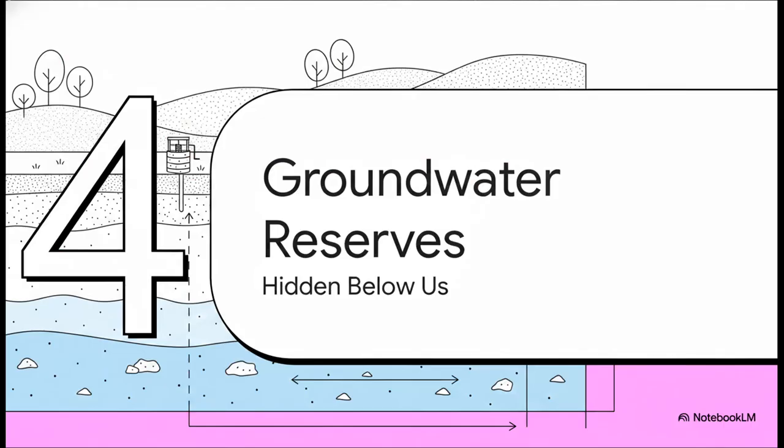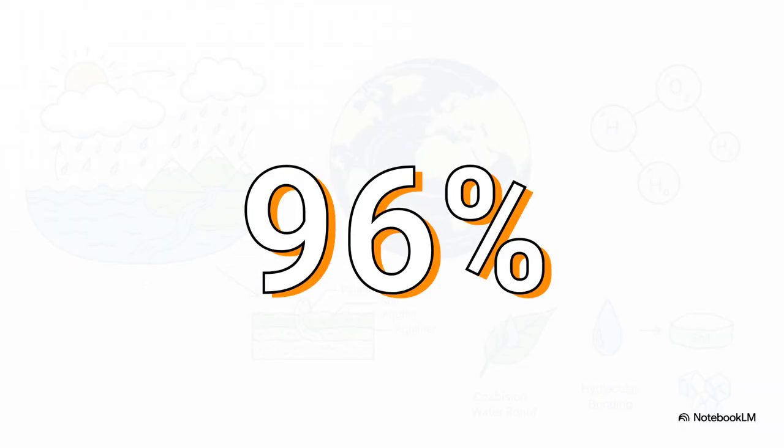Which brings us to part 4, hidden reserves, the crucial groundwater locked up beneath our feet. Get ready for this one. 96%. Yeah, 96% of Earth's unfrozen fresh water is completely out of sight, stored deep underground in aquifers. Half of the world's megacities rely on it to survive. It feeds our natural springs, it keeps surface wetlands alive, and globally, it provides up to 40% of our drinking water. It really is the silent, heavy-lifting giant of the entire hydrological cycle.